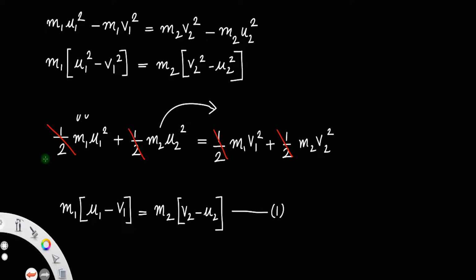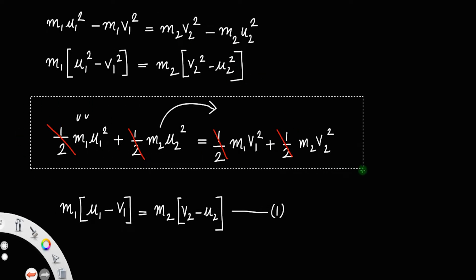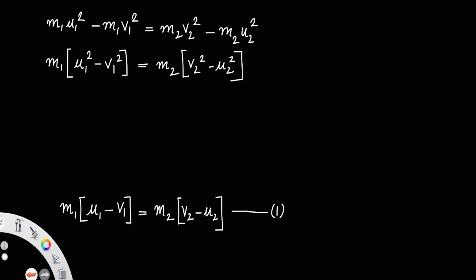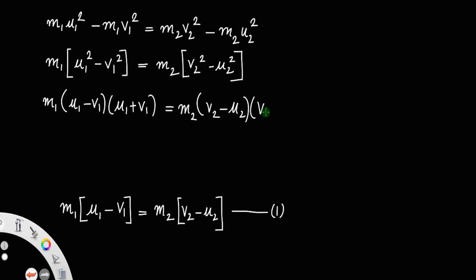Clear? So this will become a square minus b square is equal to a plus b into a minus b. So this can be written as m1 into u1 minus v1 into u1 plus v1 equal to m2 into v2 minus u2 into v2 plus u2. Clear? Call this equation number 2.